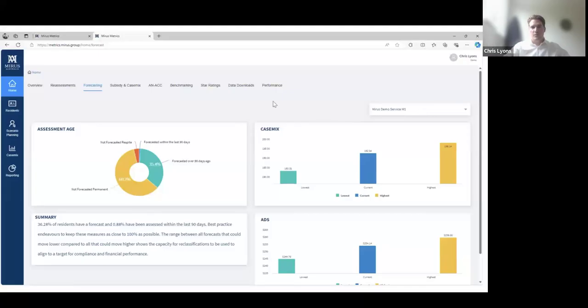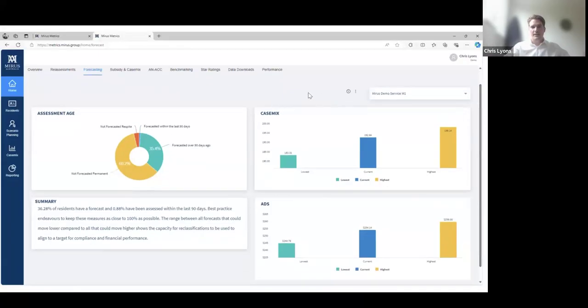So from there, that takes us to a high-level view of the changes resulting from that reassessment activity and what this means for both our care minutes and our average daily subsidy. So currently in this example, our care minutes are sitting at 192 minutes per resident per day, and average daily subsidy sitting at $254. So based on that work the clinical team have put into the system, we can see that our care minutes can increase all the way up to 198 minutes per resident per day, and up to $259 per resident per day.